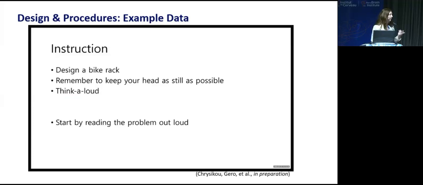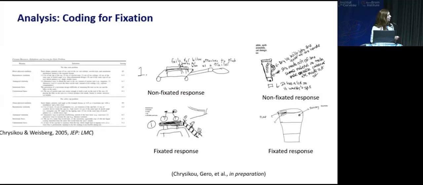We'll move forward, but we do get very nice data. And what we're doing with the data from both of these design problems is coding for fixation. So on the left here, I know it's not legible, but this is a rubric that's been developed that we use to quantify the fixedness of each design that a participant produces.